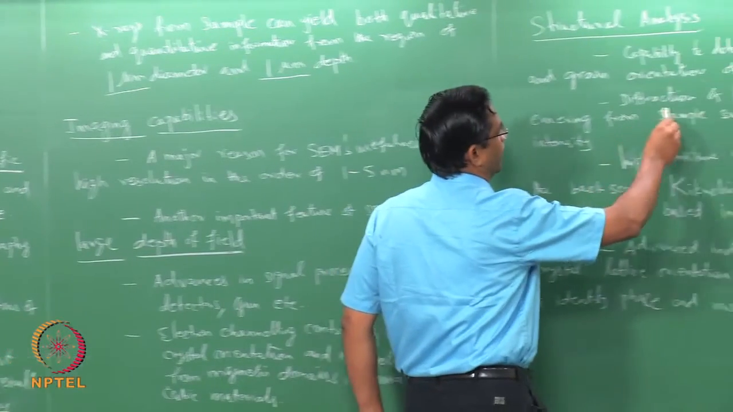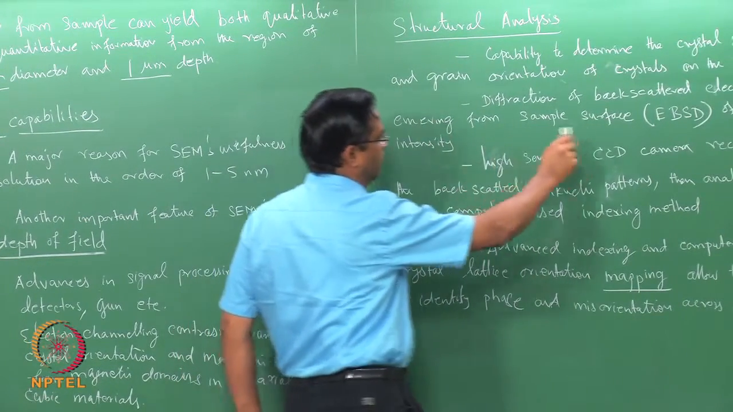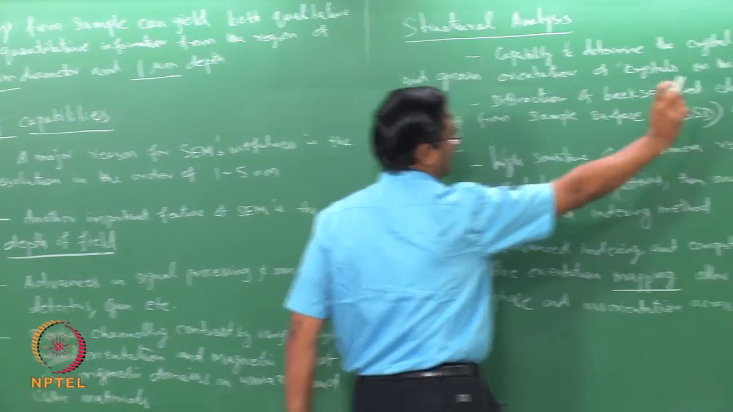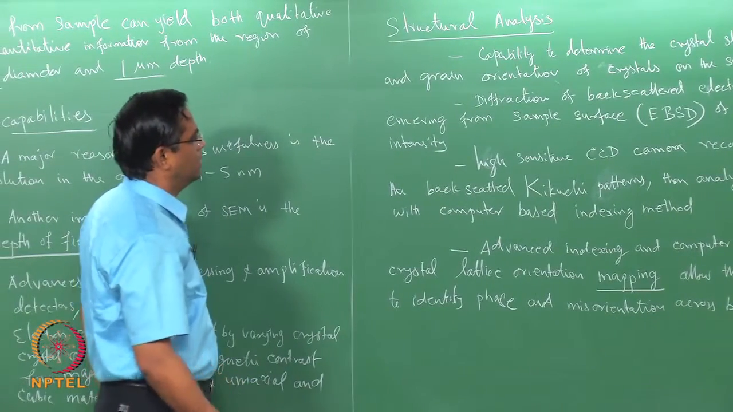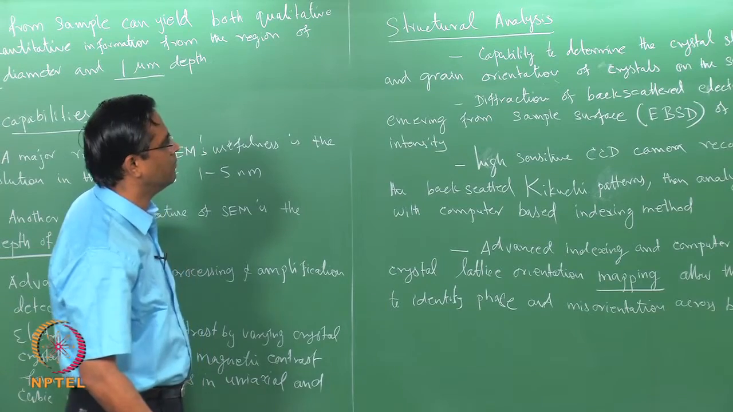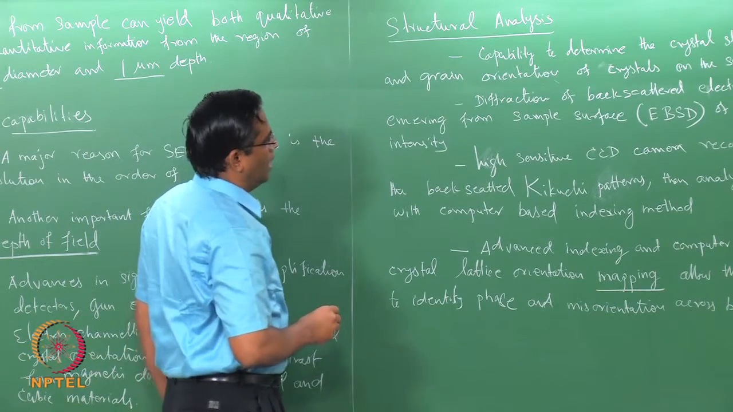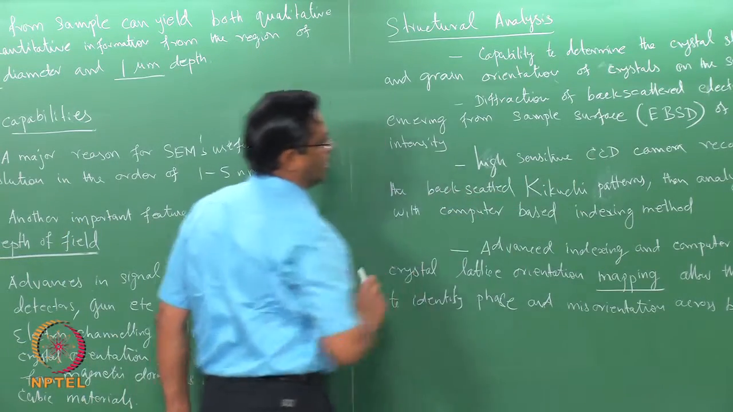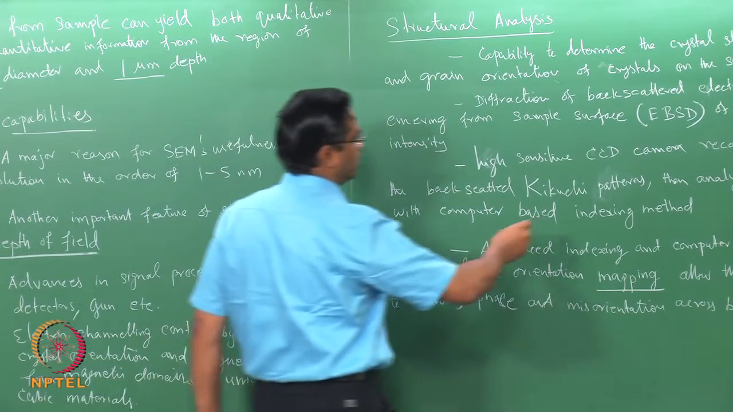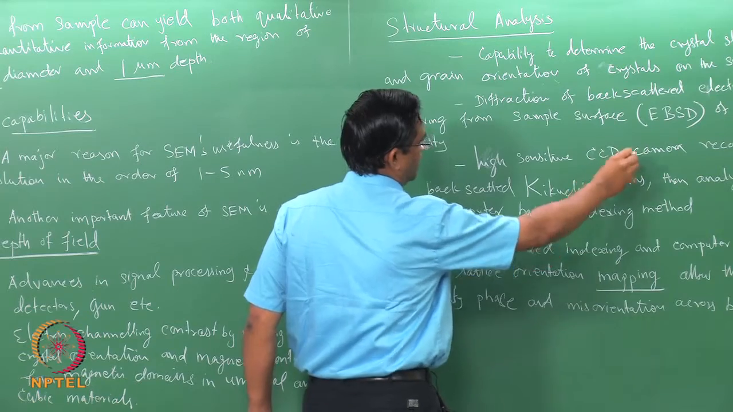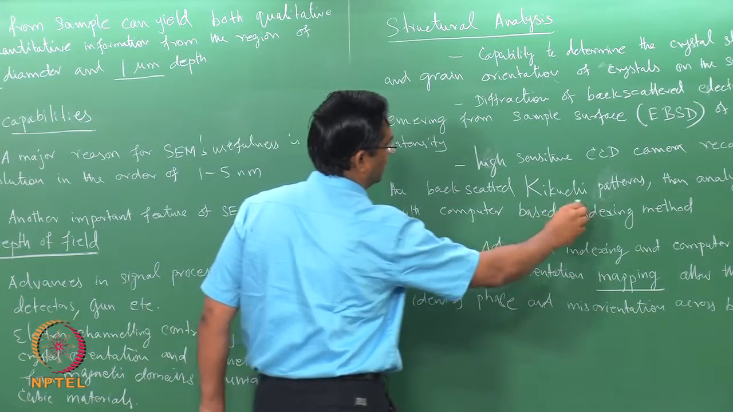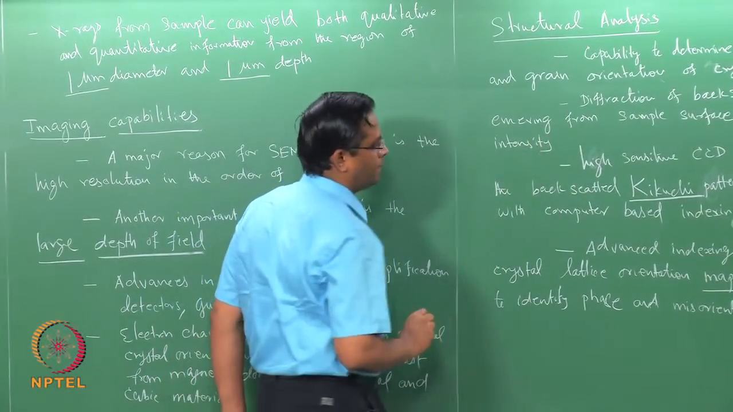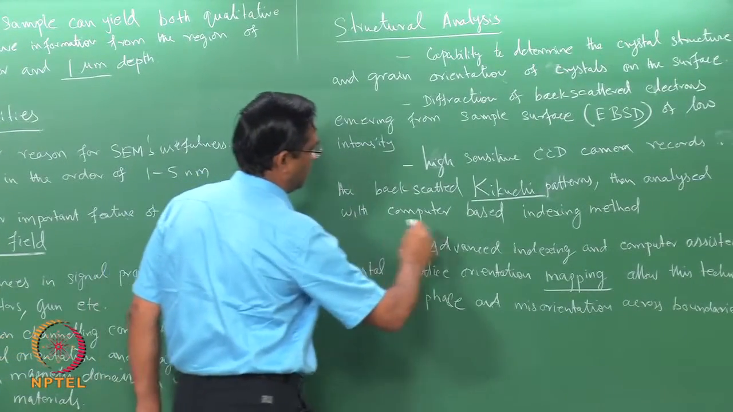And then the diffraction of the backscattered electrons emerging from the sample surface, electron backscattered diffraction, EBSD, with a low intensity also enables this capability. And since it is low intensity, we have a very highly sensitive CCD camera recording. This charge coupled device camera records the backscattered, so-called Kikuchi pattern, which is nothing but this signal, and it is analyzed with a computer based indexing method.